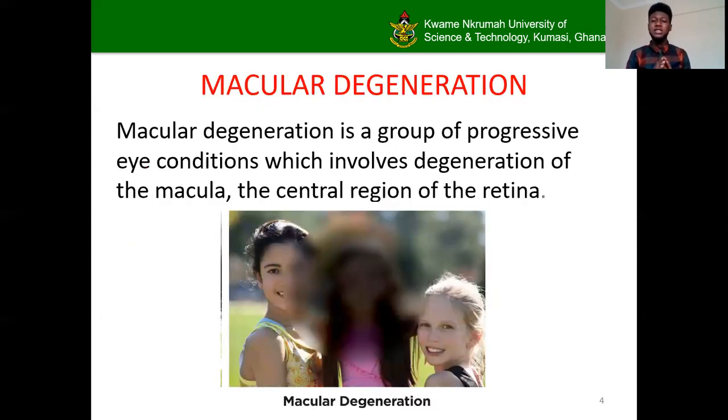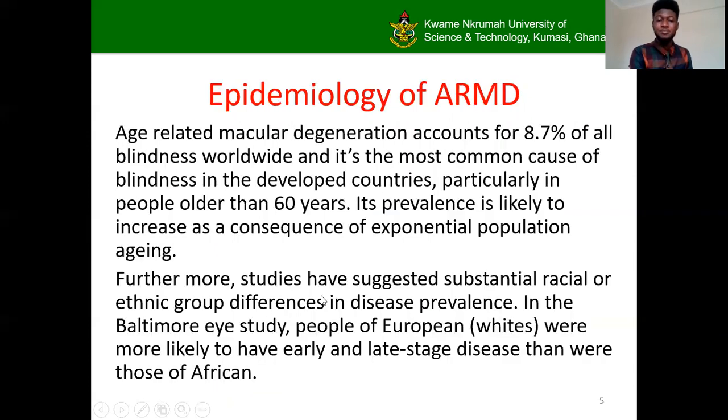Now let's look at the macular degeneration as a whole. Macular degeneration is a group of progressive eye conditions which involves degeneration of the macula, that is the central region of the retina. So here, a patient having macular degeneration will be saying this one. So the macula is being deteriorated. Therefore, the peripheral vision is a little bit clear, but the central vision is being impaired.